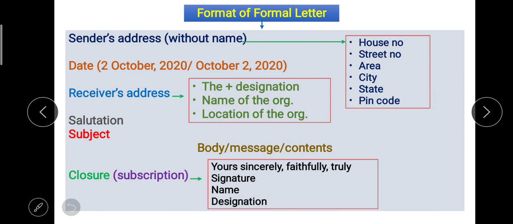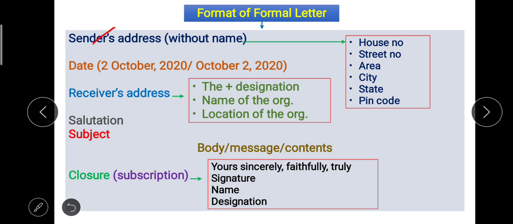Now we'll see the format of the formal letter. So this is how the layout of a formal letter should be. You can take the gray area to be the page, and to begin with we need to write the sender's address. The person who is writing the letter must mention his or her own address, but we don't have to write our name over there because the name would come just after the signature.